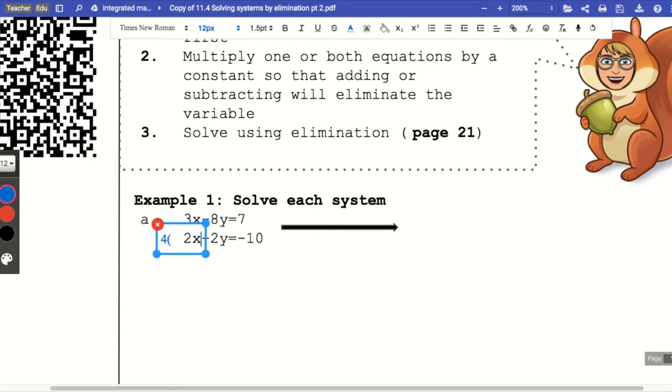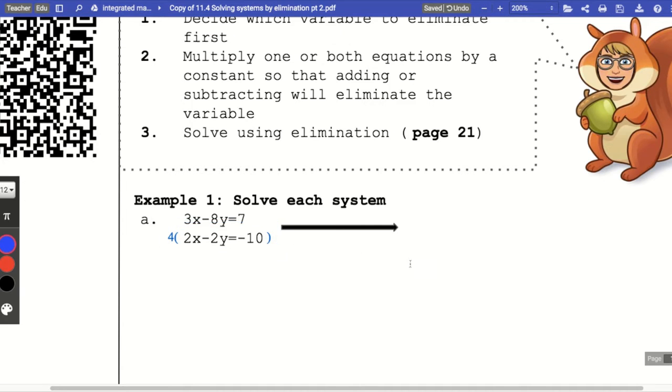So basically we're doing a mega distributive property. I'm going to multiply 4 to the 2x, 4 to the negative 2y, and 4 to the negative 10. And the first equation stays 3x minus 8y equals 7, and that's going to be on the top.